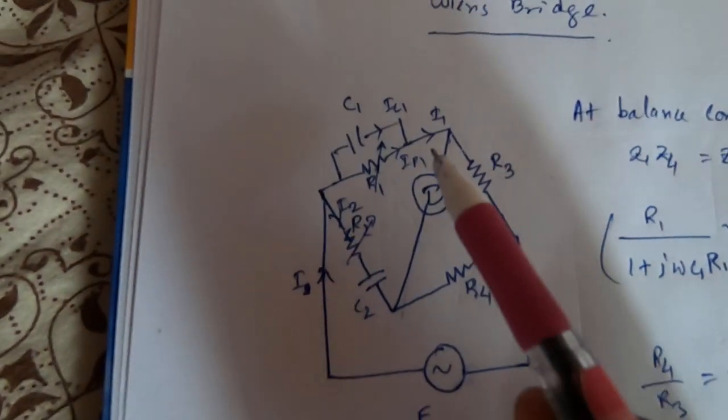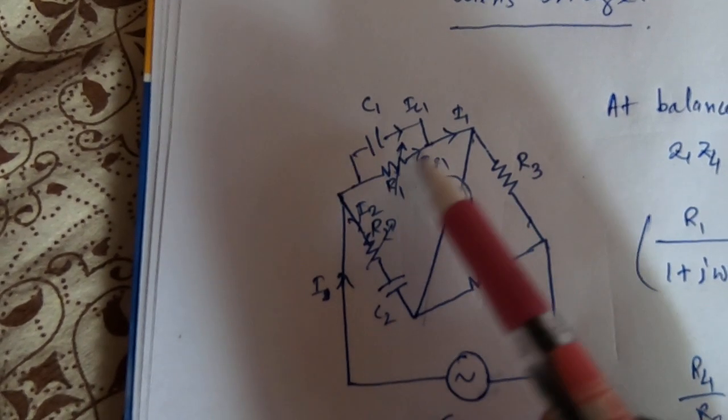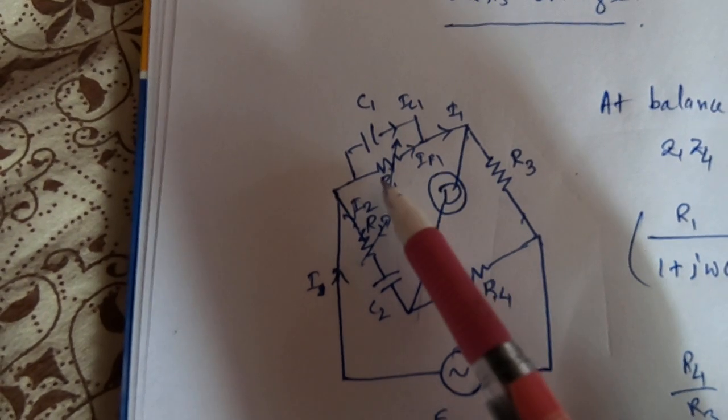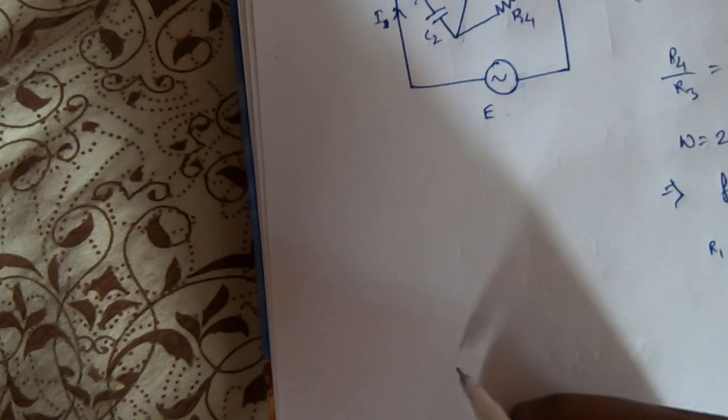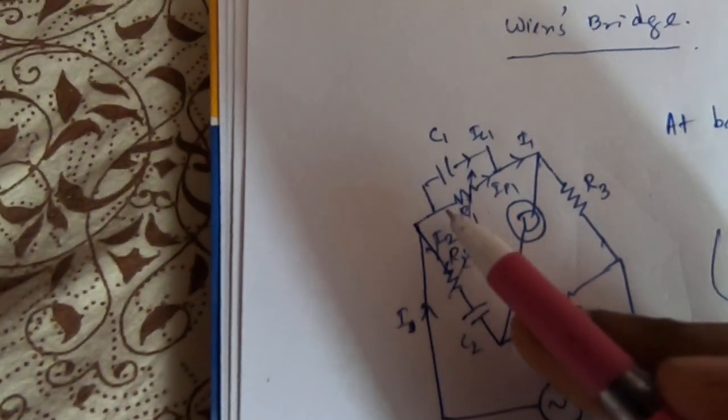Okay, so now the elementary parts are this IR1 and this IC1. By summing up these two currents, we will get this I1. So now let us take this IR1 as our reference axis. Let us take this IR1 along the x-axis. Fine. So now this IR1 we just take.